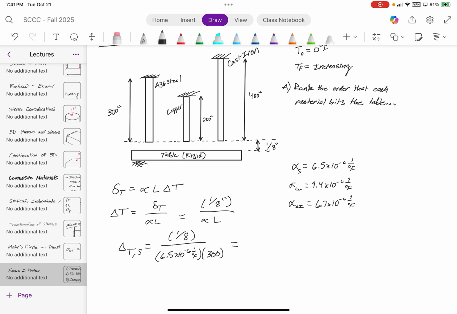And what did you get for the first one? Everyone see where I got that? Everyone should have gotten 64.1 degrees Fahrenheit. Is that what everyone got?